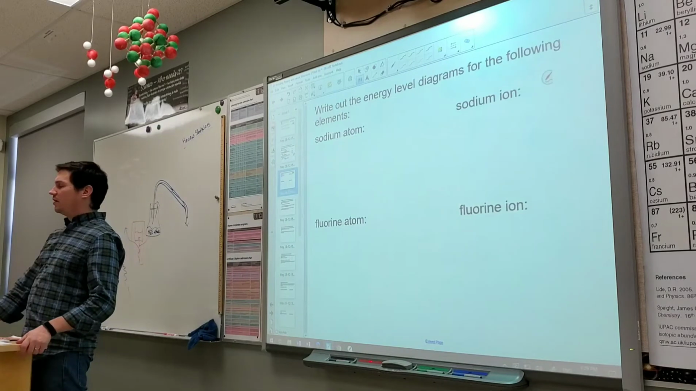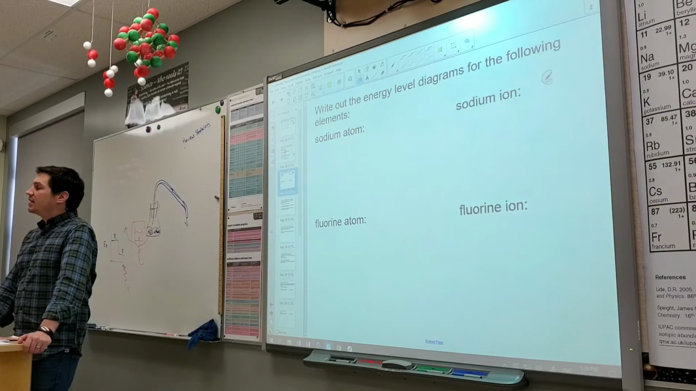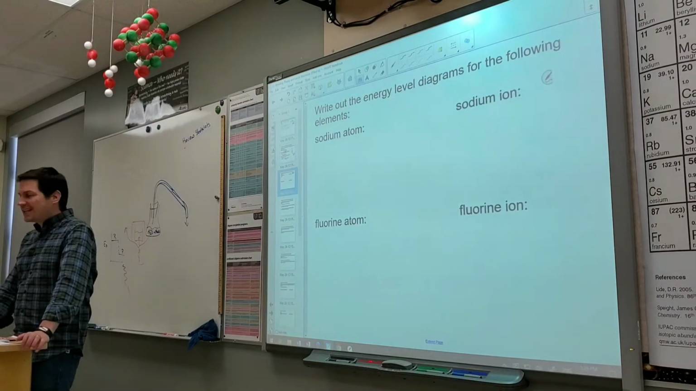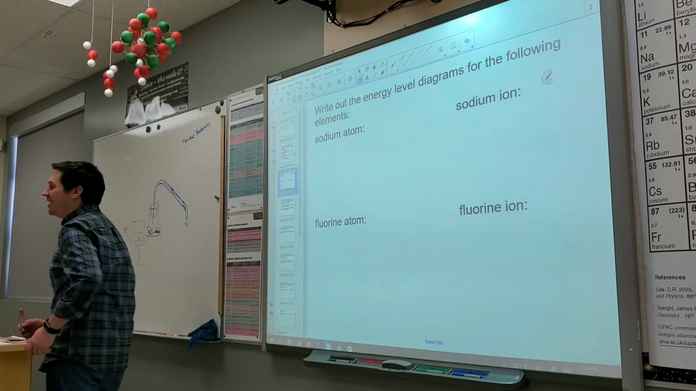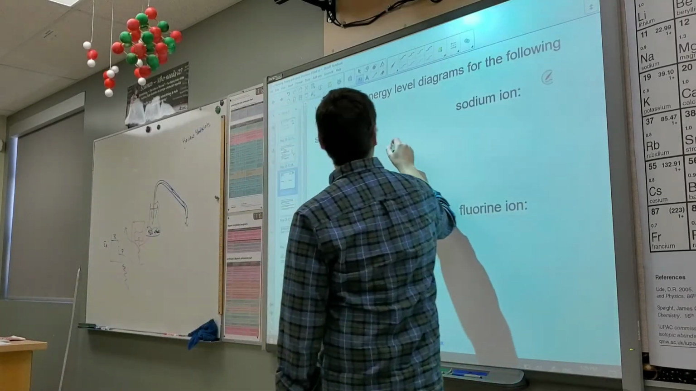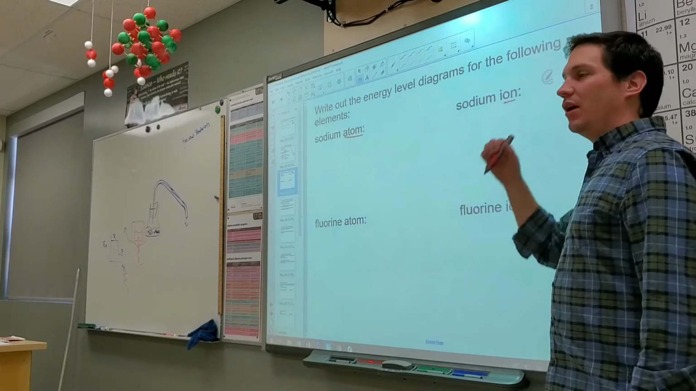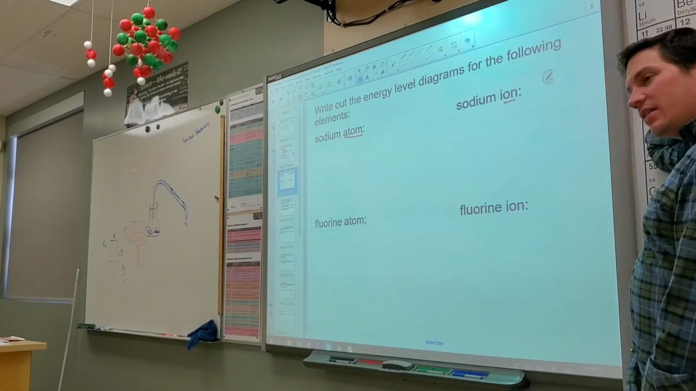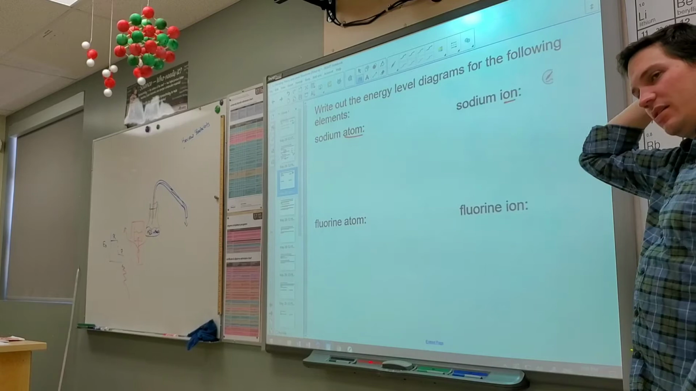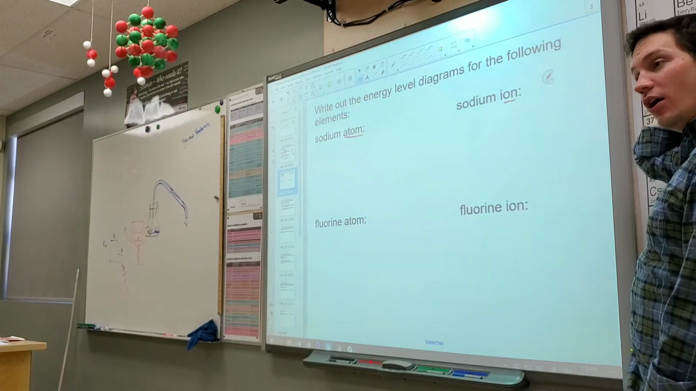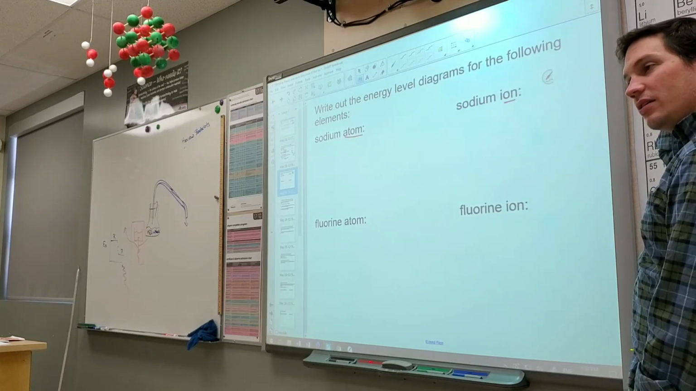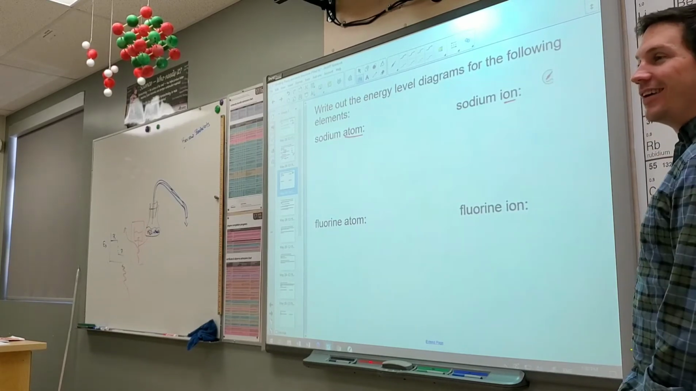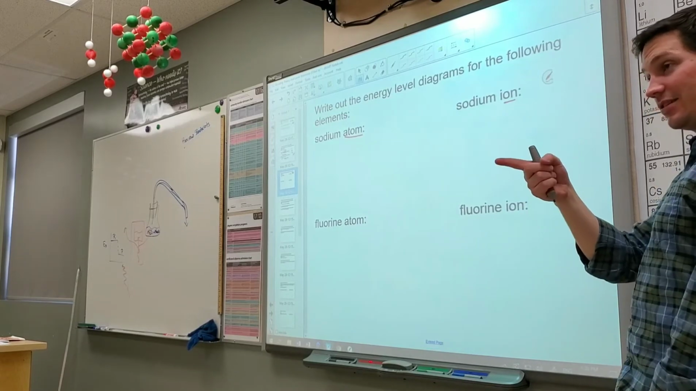Before we move on, there's a really important distinction that we need to make, isn't there, Kylan? Yes. The distinction is between atoms and ions. Now, Kylan, who should I pick on right now? Me? Oh, okay, I'll pick on you. What's the difference between an atom and an ion? Ions have a charge. Atoms don't.